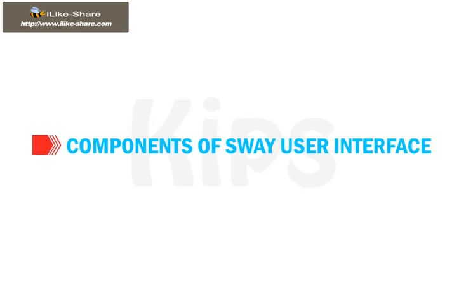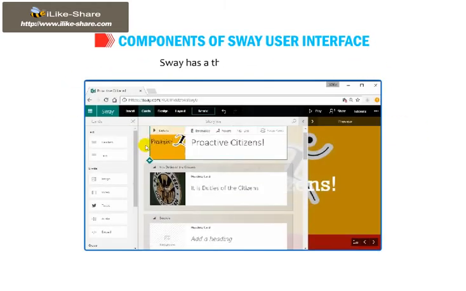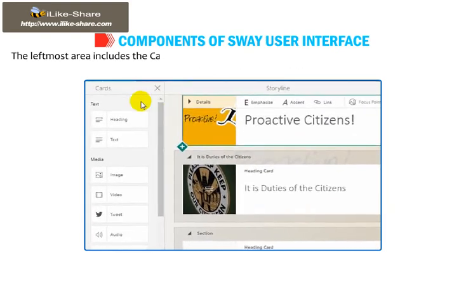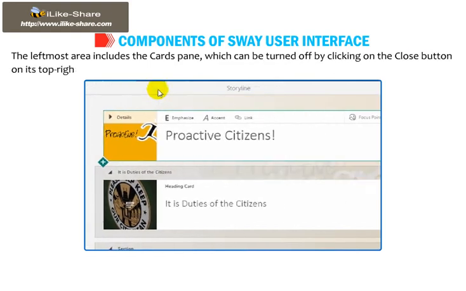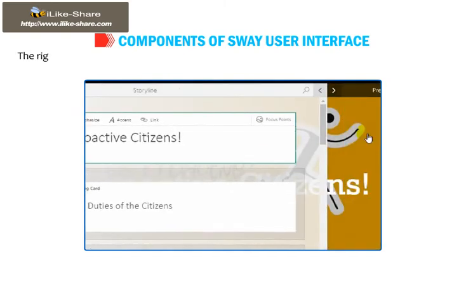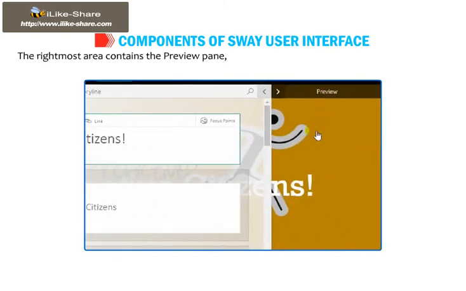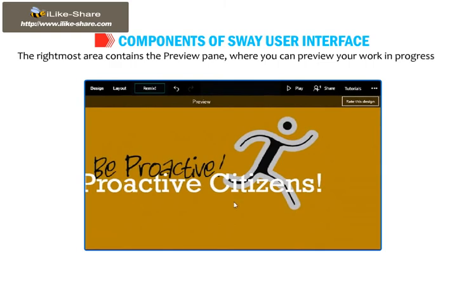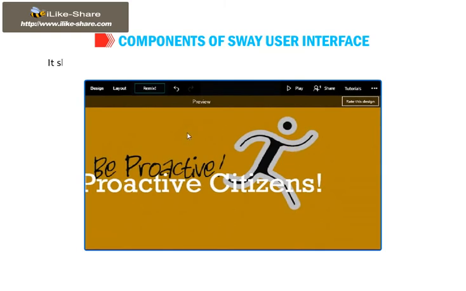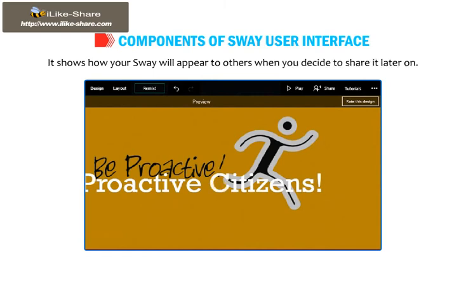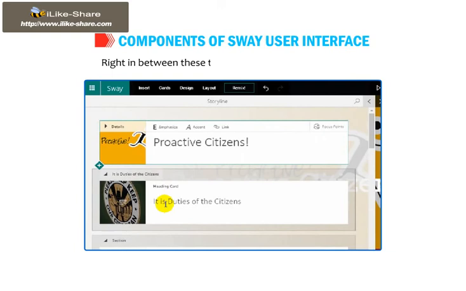Let us understand the components of the Sway user interface. Sway has a 3-pane interface. The leftmost area includes the cards pane, which can be turned off by clicking on the close button on its top right corner. The rightmost area contains the preview pane, where you can preview your work in progress at any time. It shows how your Sway will appear to others when you decide to share it later on. Right in between these two panes is the Sway Storyline area.